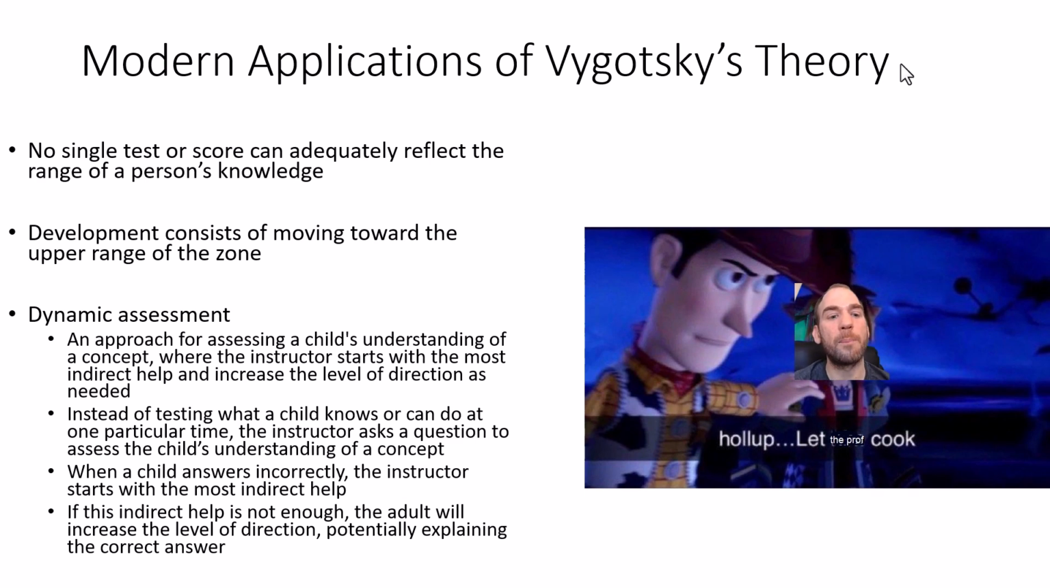Dynamic assessment, an approach for assessing a child's understanding of a concept where the instructor starts with the most indirect help and increases the level of directions as needed. Instead of testing what a child knows or can do at one particular time, the instructor asks a question to assess the children's understanding of the concept. When a child answers incorrectly, the instructor starts with the most indirect help. If this indirect help is not enough, the adult will increase the level of direction, potentially explaining the correct answer.